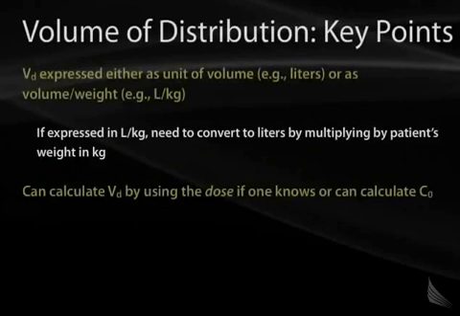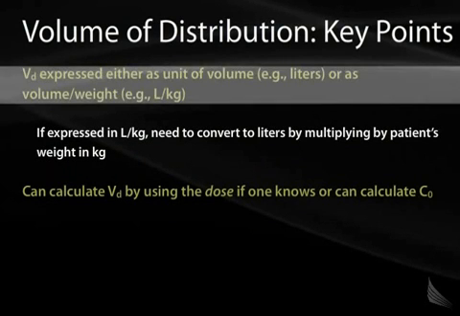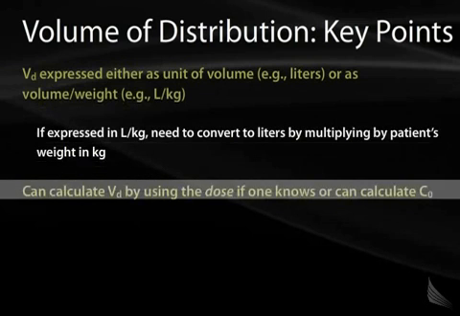Why is volume of distribution important? Remember that volume of distribution, which is expressed either as a unit of volume or volume over weight, is important for dosing medications. We can calculate the volume of distribution by using the dose if we know the plasma concentration after the patient receives the dose.